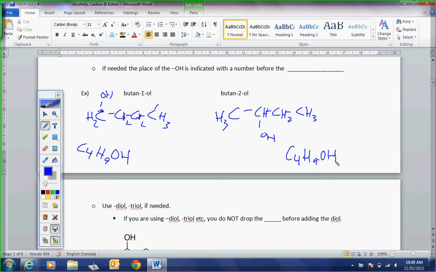These are what of each other? Isomers of each other. They are different compounds, different structures, different names, but the same molecular formula.